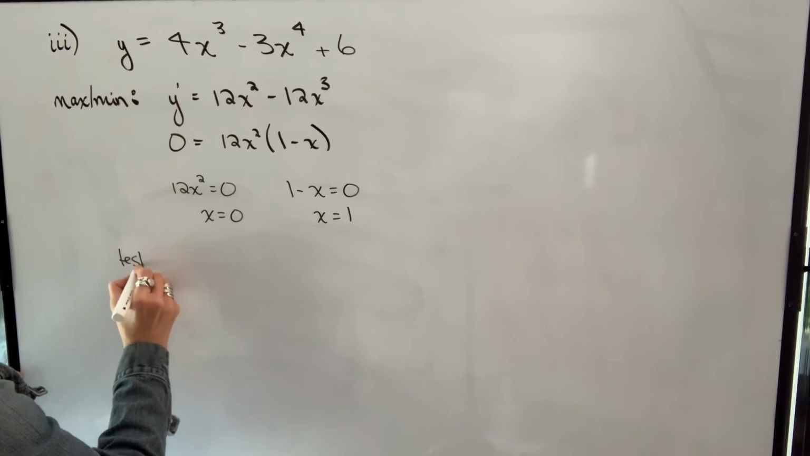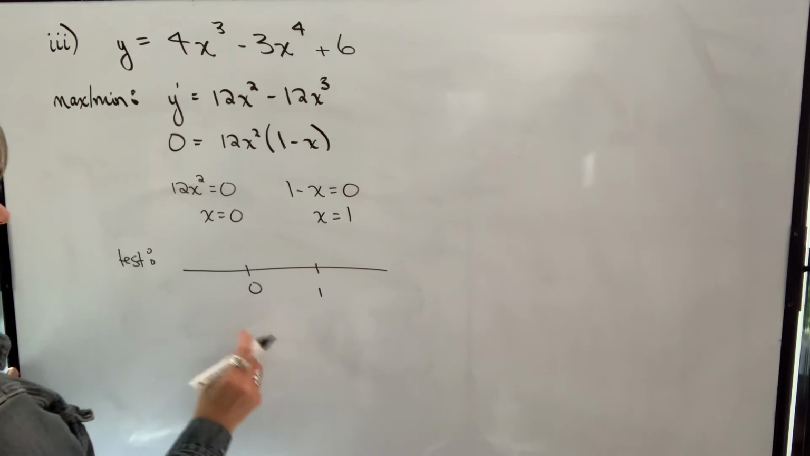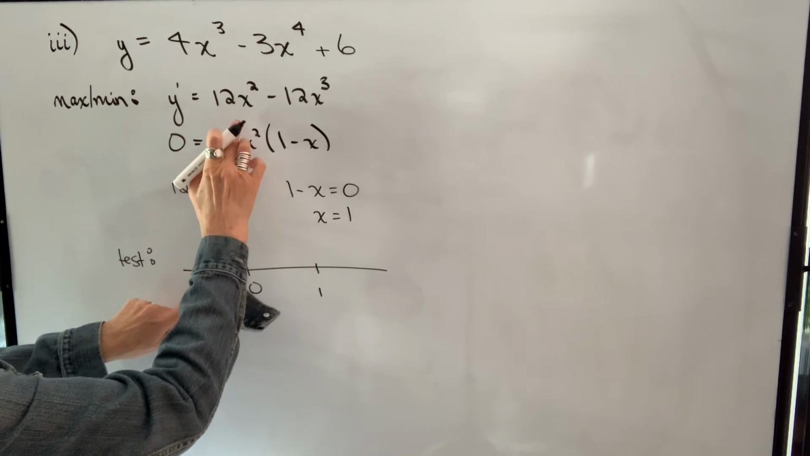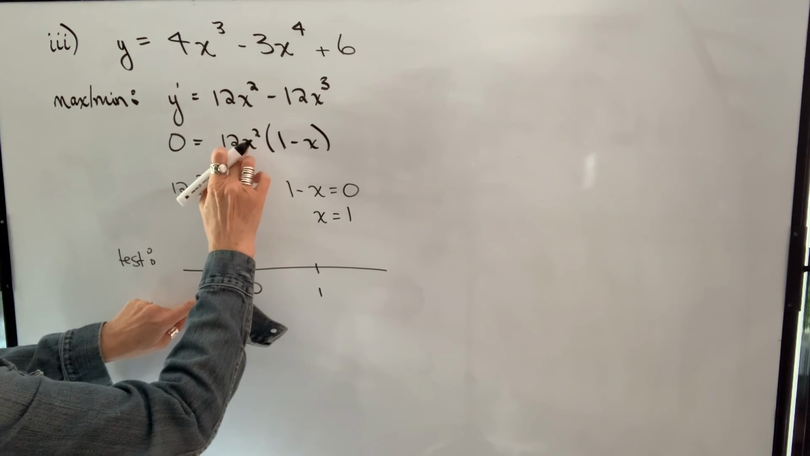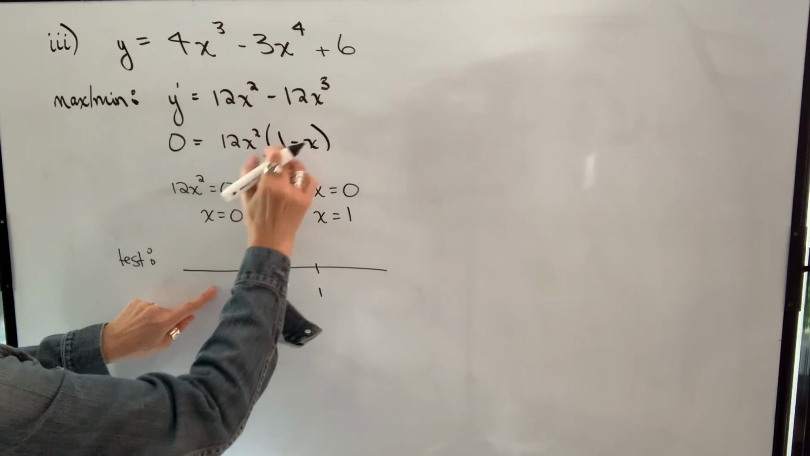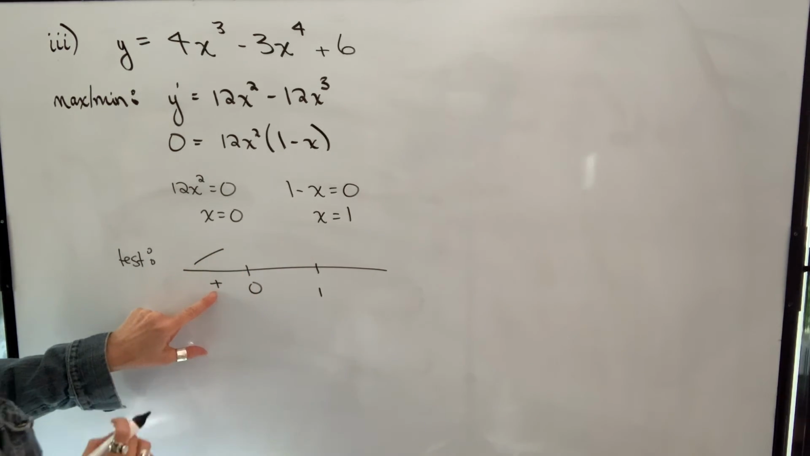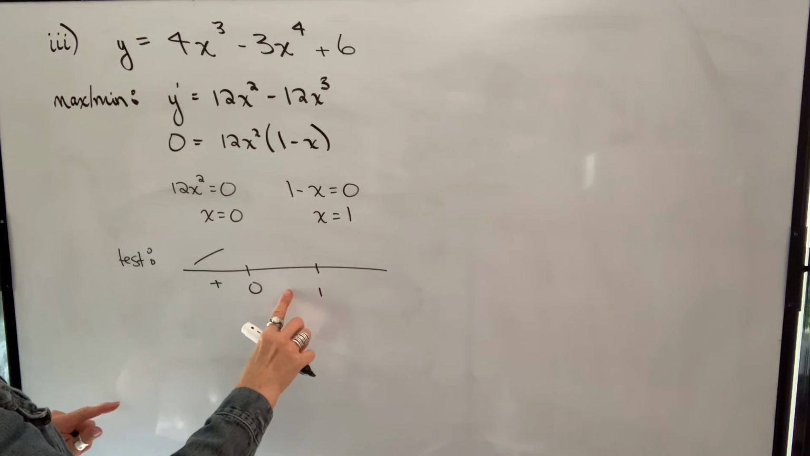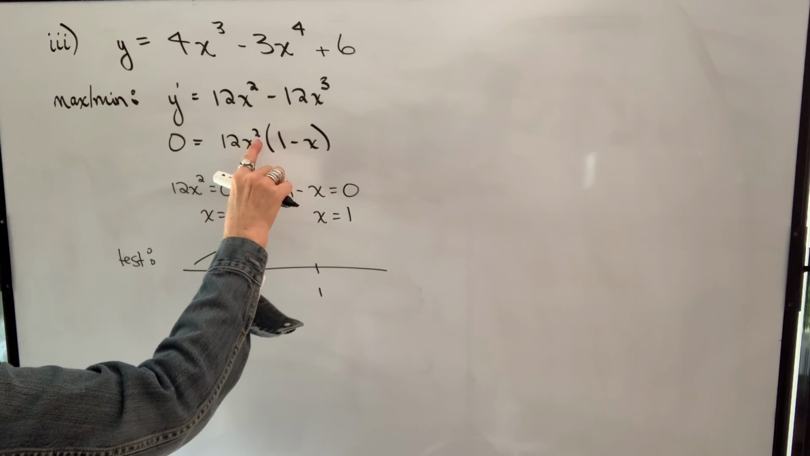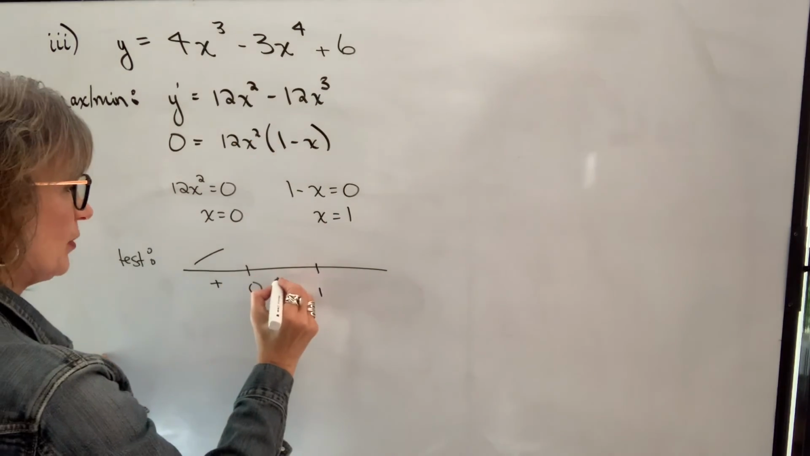We'll do a test. We have 2 points, so we have 3 intervals that we need to test. Let's test at -1. When x is -1, -1 squared is positive. 1 minus a -1 will be positive, so a positive times a positive will be positive. So the function is increasing wherever the first derivative is positive. I'll choose 1/2 as the number to test in this interval. 12 times 1/2 squared is positive. 1 minus 1/2 is positive.